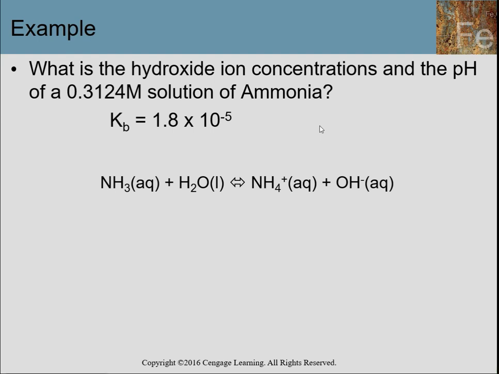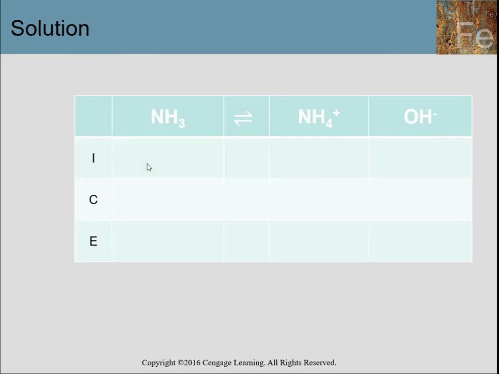Well, there's my reaction. Ammonia plus the water, giving me ammonium plus the hydroxide. So that's my equation. I know that I'm starting off with a concentration of 0.3124 molar of ammonia and none of the other two. Feeling the trend of being very similar to the other one. I know that the change is going to be x because I've got to get up to a number, and it starts off with 0.